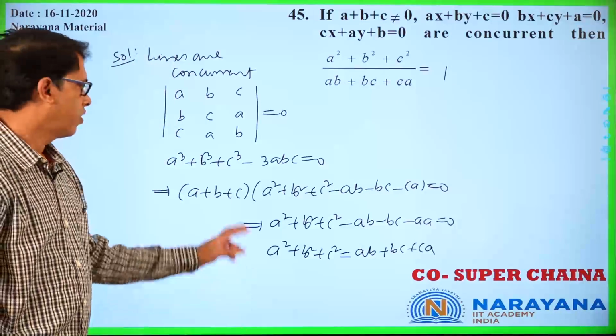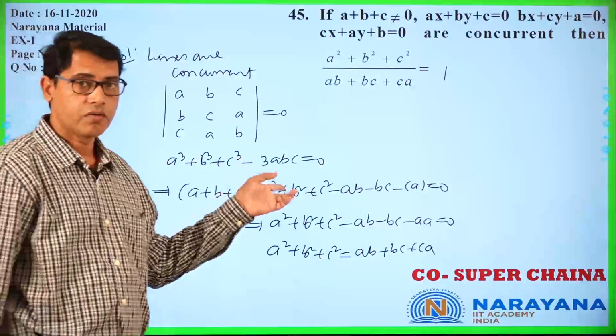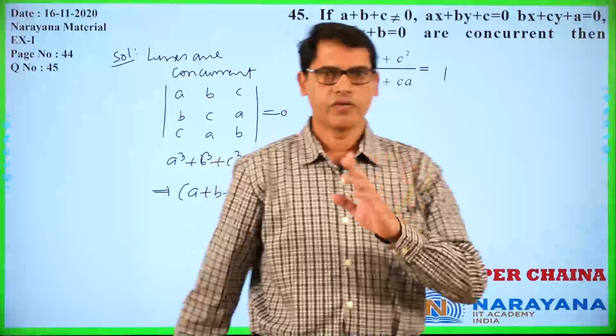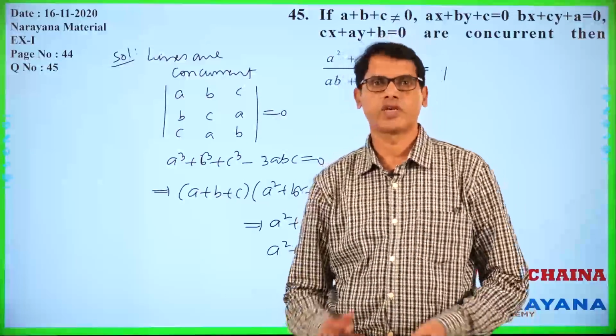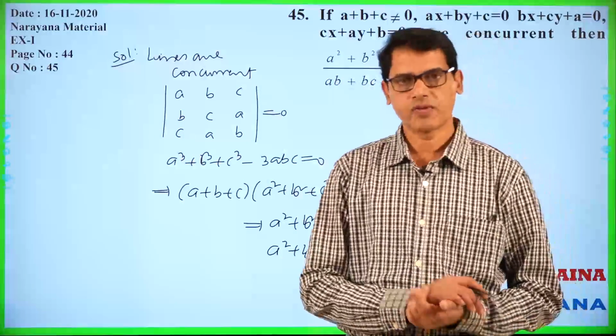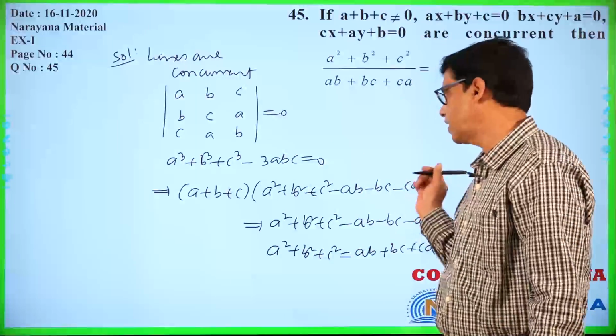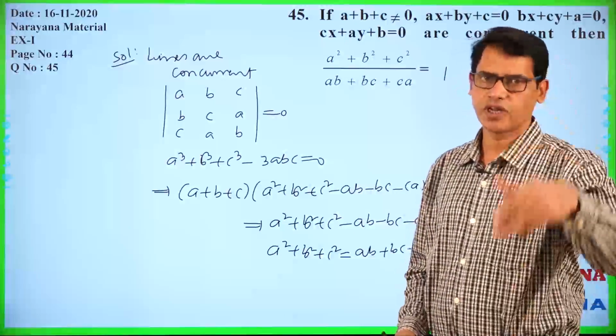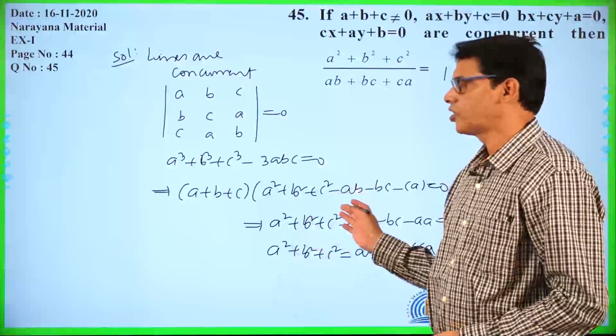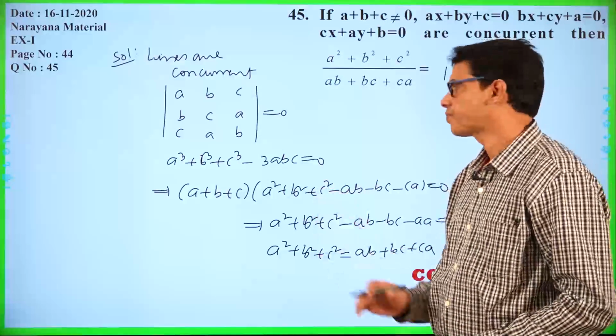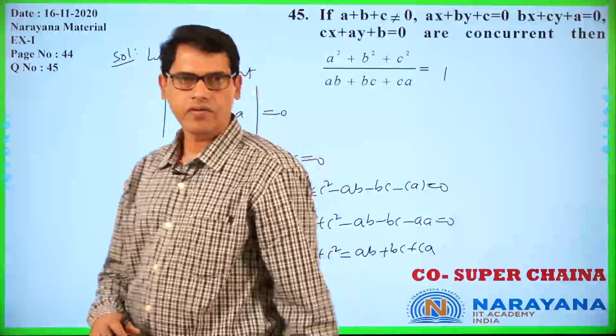Okay? I think this is the third question of this pattern. a cube plus b cube plus c cube equal to 3abc. Then we have the condition (a plus b plus c) into (a square plus b square plus c square minus ab minus bc minus ca) equal to 0. Otherwise you can derive directly, not an issue. Okay? See how to derive.